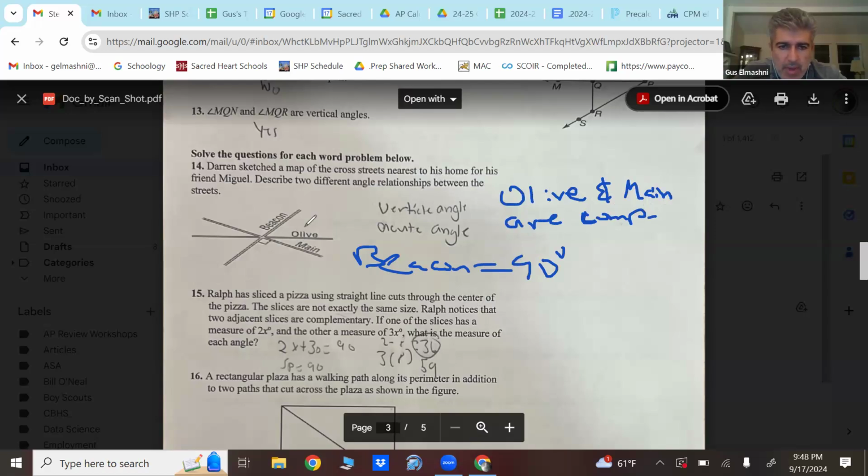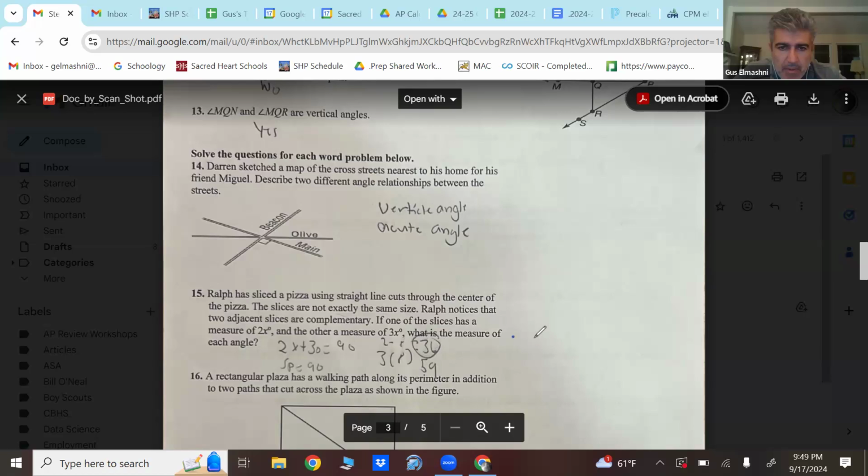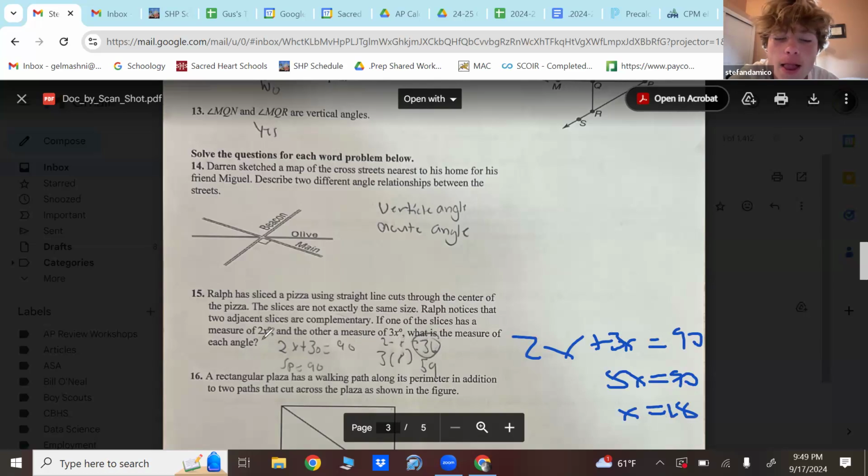One of the angles measures 2x and the other 3x. If they're complementary, they add up to 90. So 2x plus 3x, not 2x plus 30, equals 90. 5x equals 90. X is 18. So that's 36 and 54.